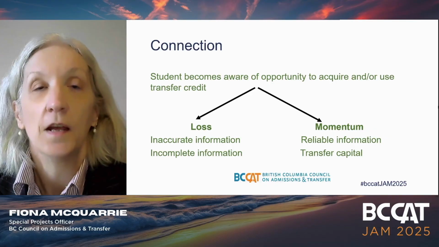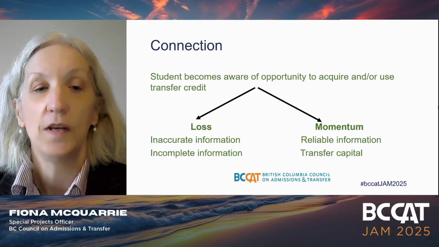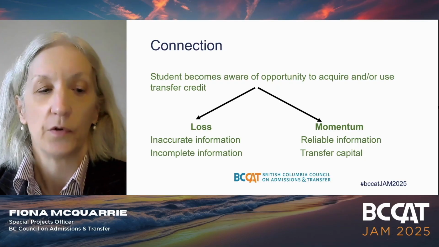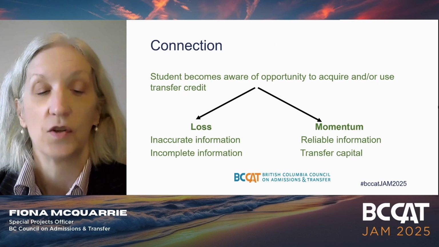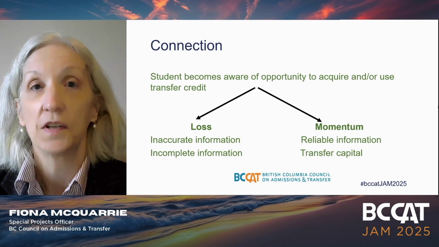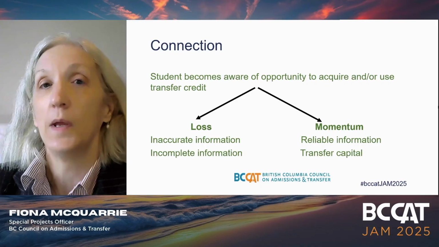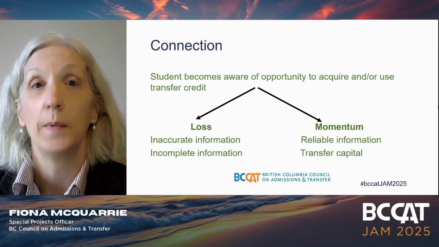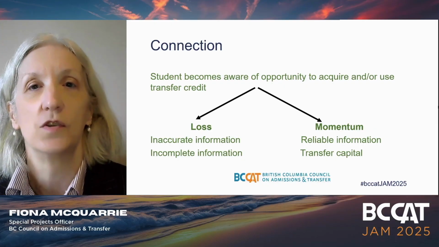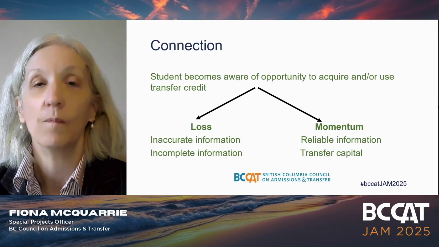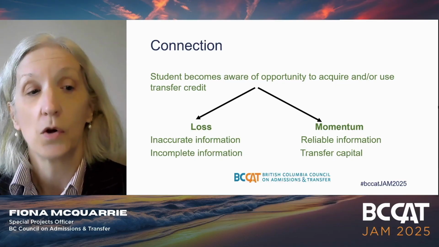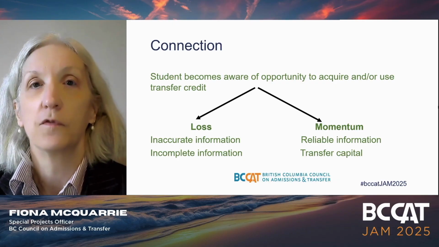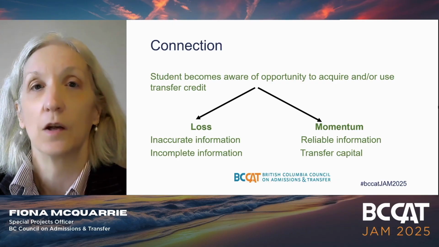So in the connection phase, the student becomes aware that they have the opportunity to acquire transfer credit or to use it. A loss in this phase would likely result from the student not making progress if that information is wrong. This includes also information from formal and from informal sources. Informal sources might be friends, peer groups, social media information. And in the case of some students, such as international students, it might also be information from third parties such as agents. So if the student is not well informed at this phase, that could result in a loss. Momentum, they have reliable information that facilitates their progress.